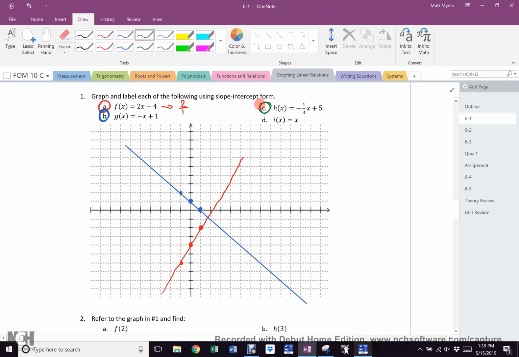All right. What's next? C. Where can I start? +5. 1, 2, 3, 4, 5. 1, 2, 3, 4, 5. And what's my slope?